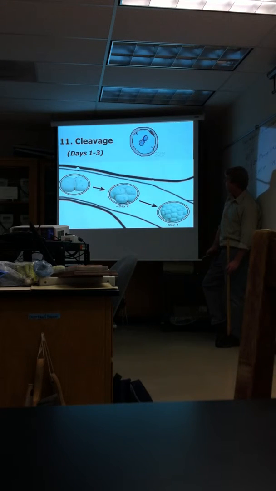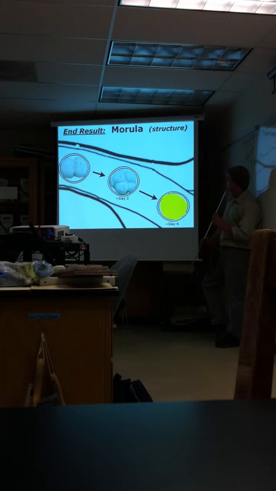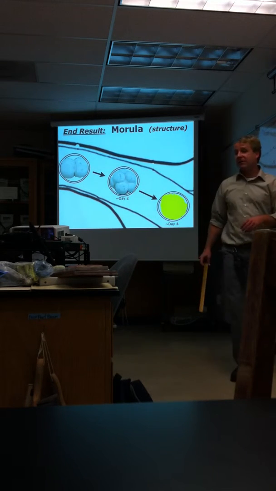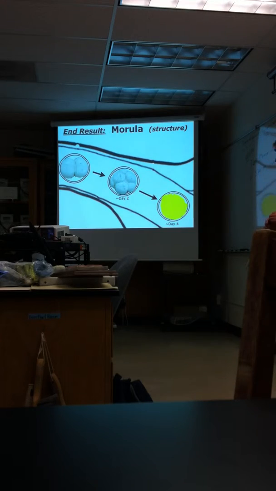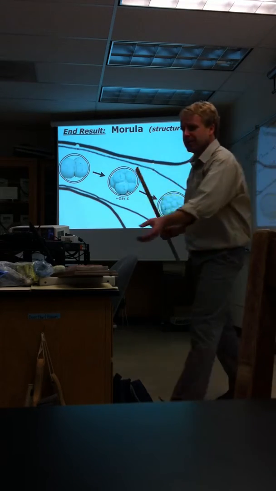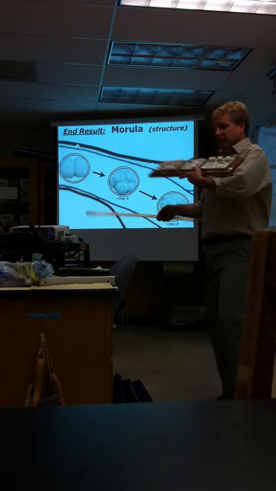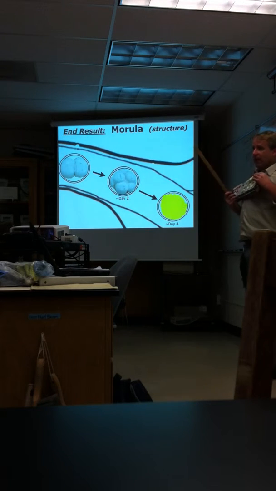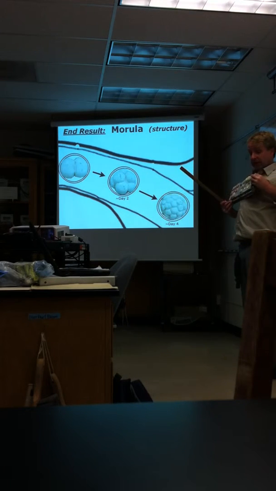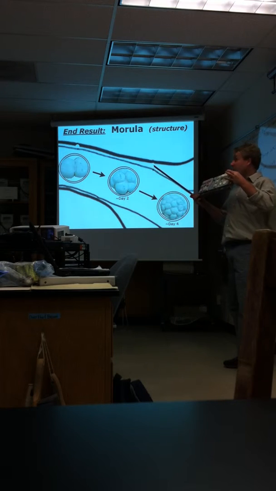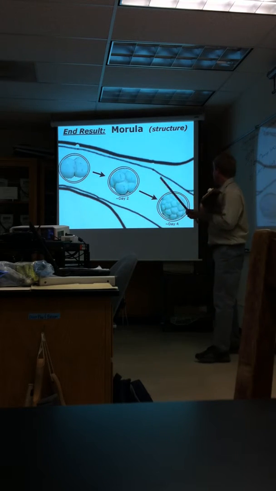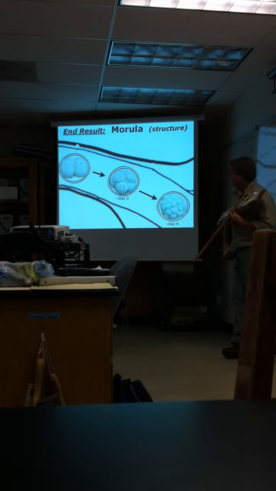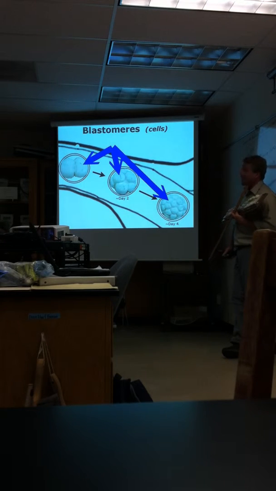The end result of cleavage is a ball of cells, and we have this on the model as well. And so the ball of cells right there is called a morula. And so this is the entire structure you would have right here. Result of the cleavage is the morula. And the morula would still be in that hardened zona pellucida. Each one of the cells there is called a blastomere.